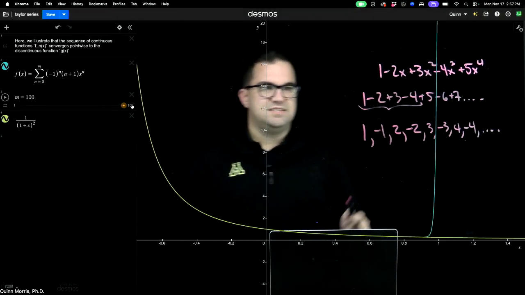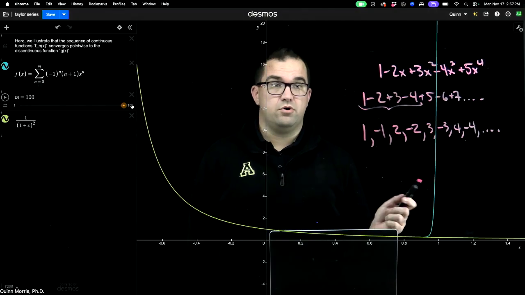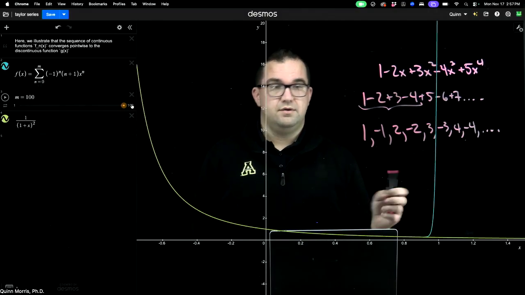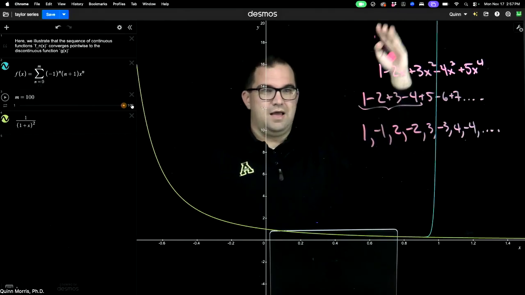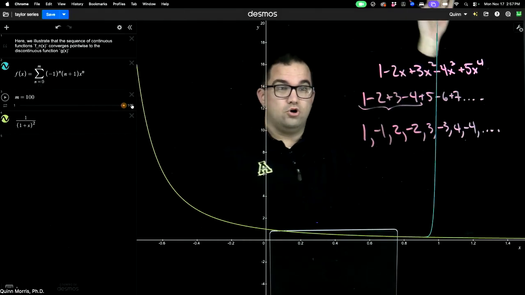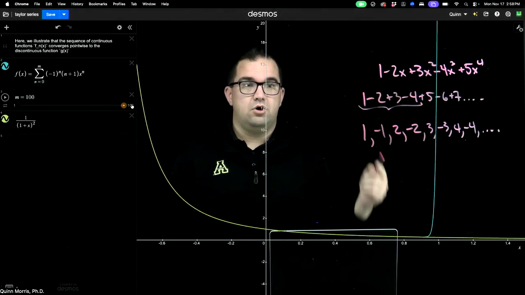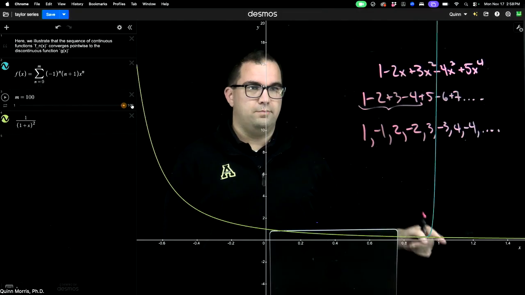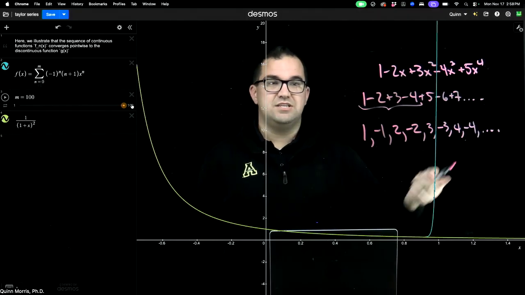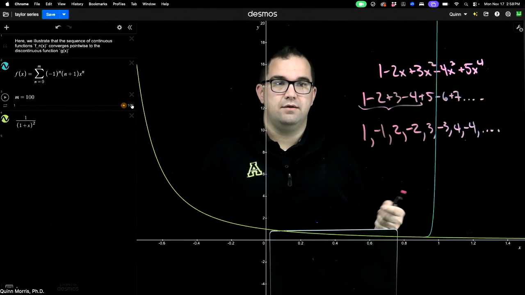So what we see is that this sequence of partial sums doesn't converge, it diverges. In fact, it's alternating in sign, and the magnitudes are getting larger and larger. So clearly when x is equal to 1, this thing is never going to calm down, because this series diverges at 1.